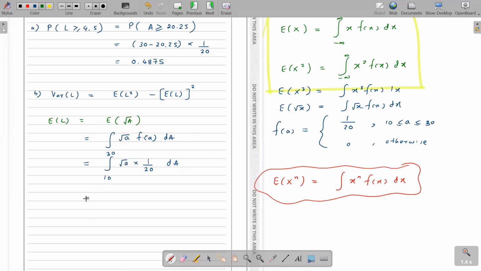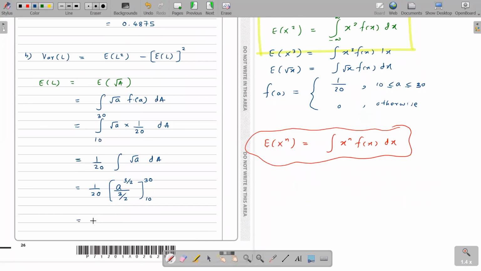So get the integration now. 1 over 20 is a constant, can be taken out. Root A needs to be integrated. Can you all integrate root A? A to the power half plus 1 is 3 over 2. Divide by 3 over 2. Limits are from 10 to 30. So 1 over 20 into 2 over 3, A to the power 3 over 2, 10 to 30.